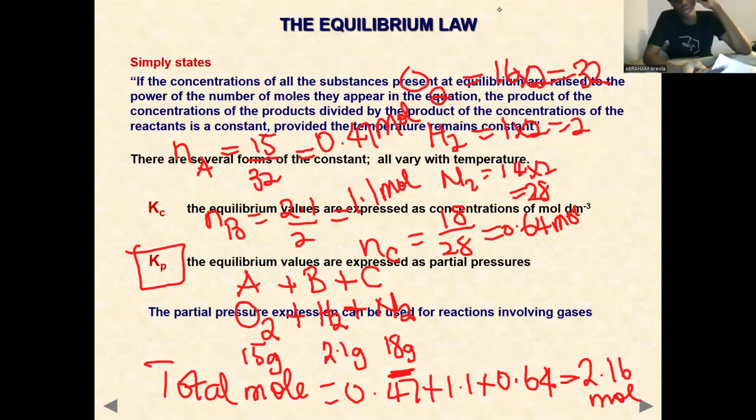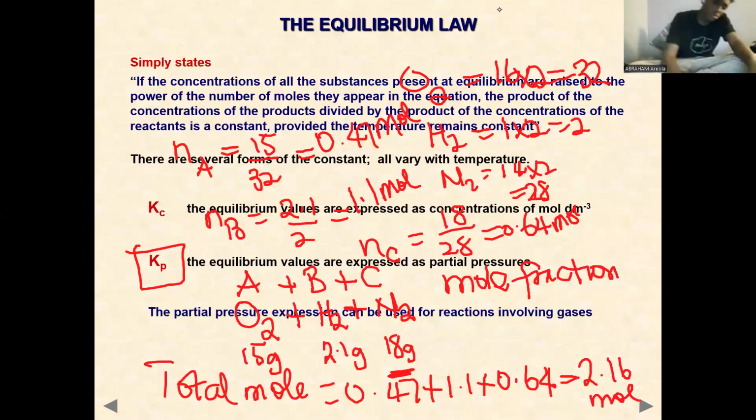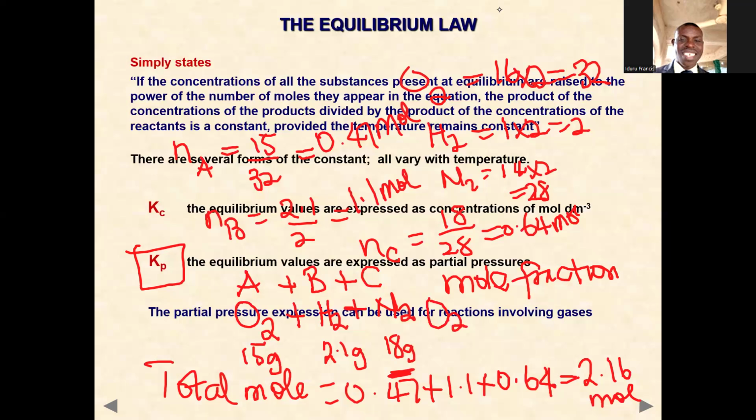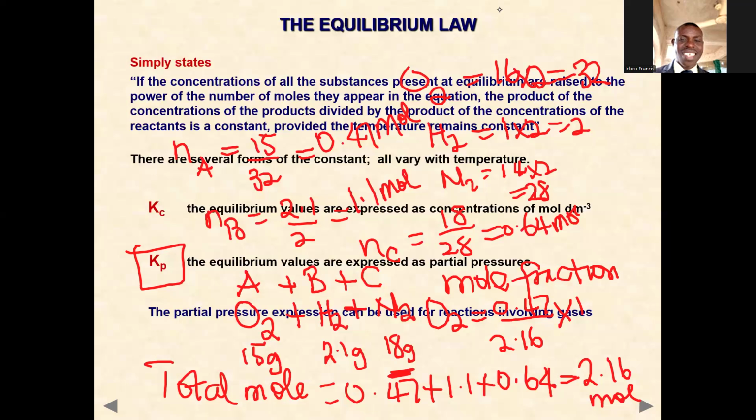So now to find the partial pressure, there is something called mole fraction. The mole fraction of oxygen, O2, will be the mole of oxygen, which is 0.47, over the total mole, 2.16. If you multiply that by the total pressure, it becomes the partial pressure. So 0.47 over 2.16 is your mole fraction.